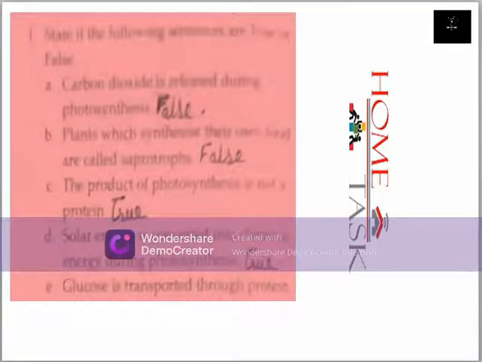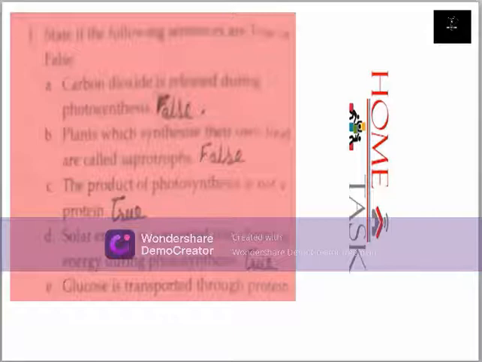So here are some activities for you. You have to state true or false. Carbon dioxide is released during photosynthesis. Is it true or false? Plants which synthesize their own food are called saprotrophs. Either it's true or false. The product of photosynthesis is not a protein. You have to decide either it is true or false.